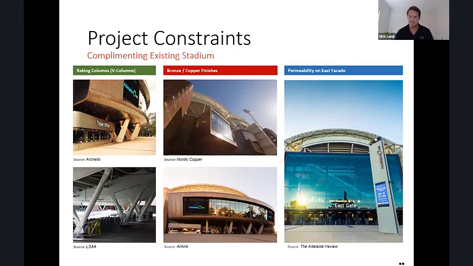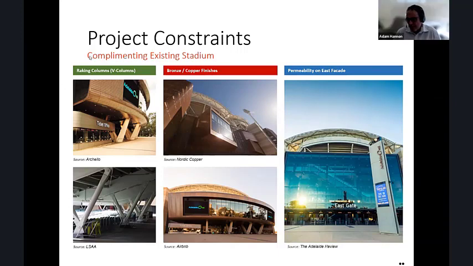Maybe not constraints is the best word to use here, but challenges with the design of the stadium. And I don't know if Adam, if you want to talk to this a little bit more as well, but the form of the hotel does replicate some of the existing forms and structural forms within the stadium. As you can see, the V-shaped columns was something that was replicated on the hotel, and actually something that was used to structural advantage, which I'll get into later. But also the permeability through the east facade and that floating reception pod, as well as some of the materiality and finishes that we use on the hotel as well.